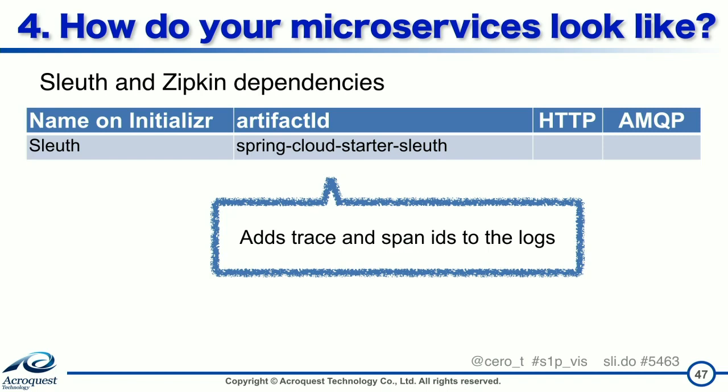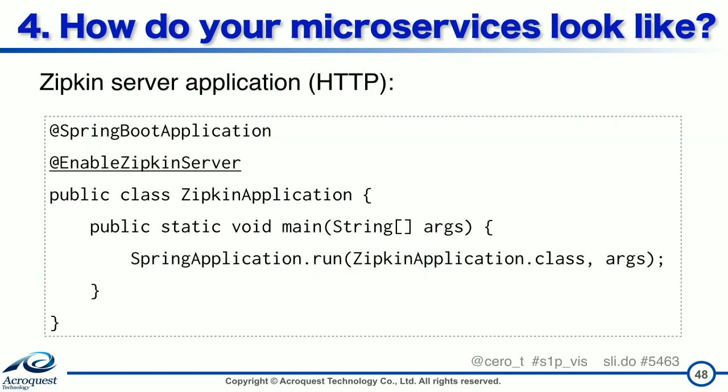Then, what is Sleuth? Spring Cloud Starter Sleuth just adds the trace and span IDs to the logs. It doesn't have the ability to ship the data. Let's check the source code. This is a Zipkin server application using HTTP. You just add the annotation EnableZipkinServer and run this application to run the Zipkin server.